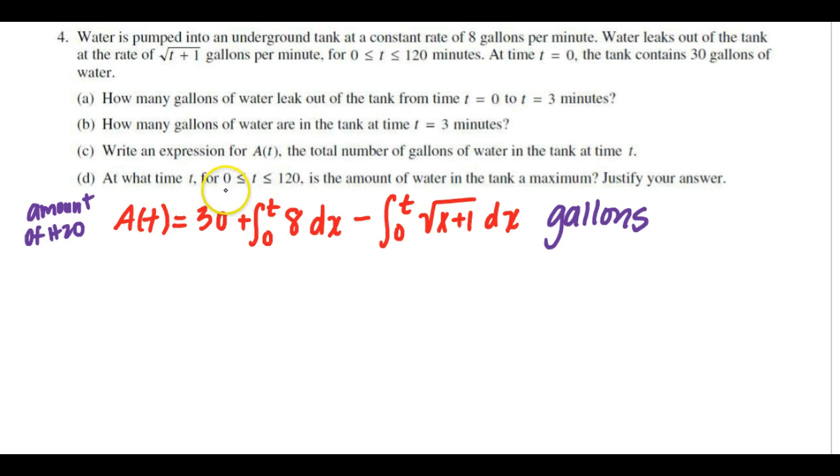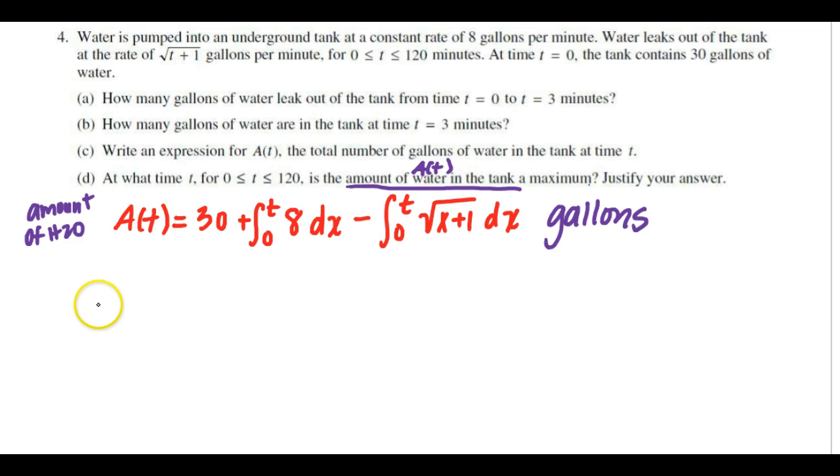So at what time t is the amount of water in the tank a maximum? This whole thing right here is a of t. So this question is asking us, at what time t does a of t have a maximum? To find a maximum value of a function on a closed interval, I have to check the endpoints and the critical points.